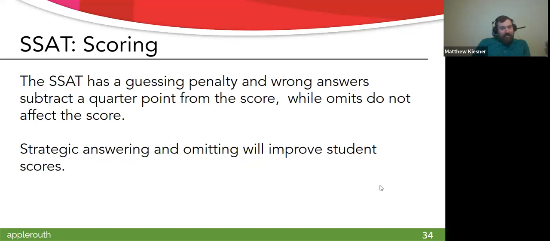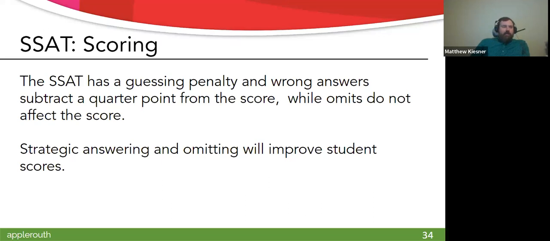The SSAT is the only test that you or your student will probably ever encounter that has a guessing penalty. Wrong answers do subtract points from the score, whereas on the ISEE it does not. One of the first things I do with my students is explain that guessing penalty to them. Very few tests, like end of course tests, do that. The SAT no longer does it. The ACT never did it. The GRE doesn't do it.